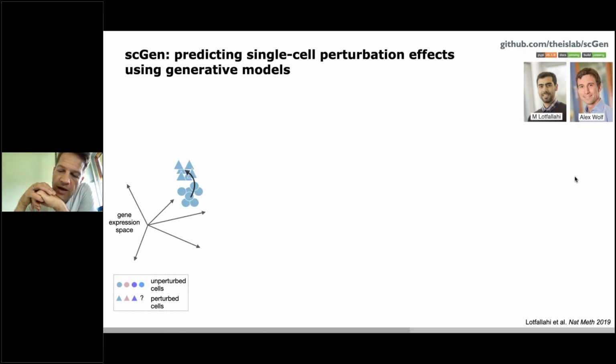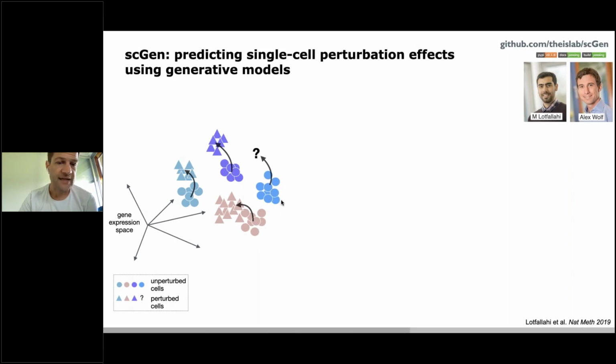This is work by Mo, senior PhD in the lab, and Alex, a postdoc who moved on to a company. We've been thinking about how to make a generative neural network model to predict single cell perturbation effects. So that's our first perturbation model. This was published 2 years ago. Essentially, we take gene expression space, we have cells responding to perturbation, and we find multiple of those, and then we ask about this new one.